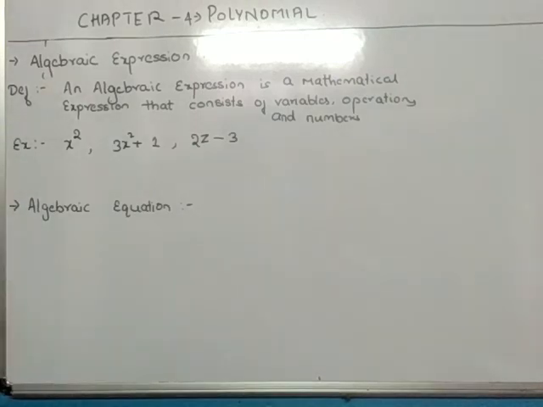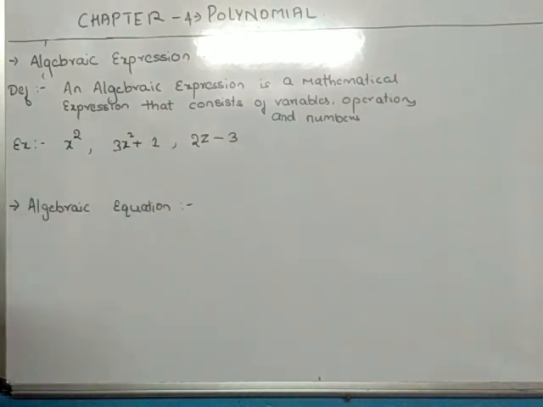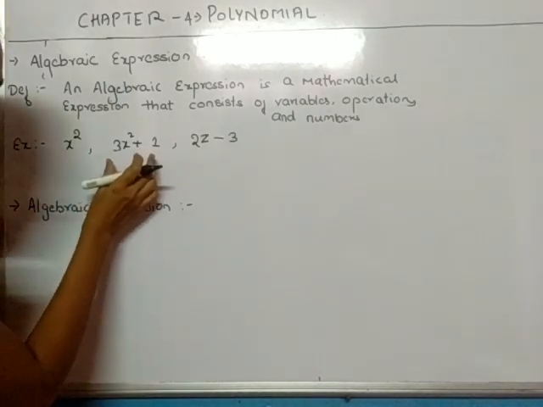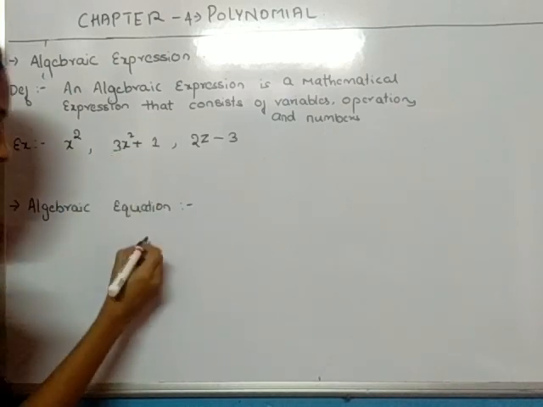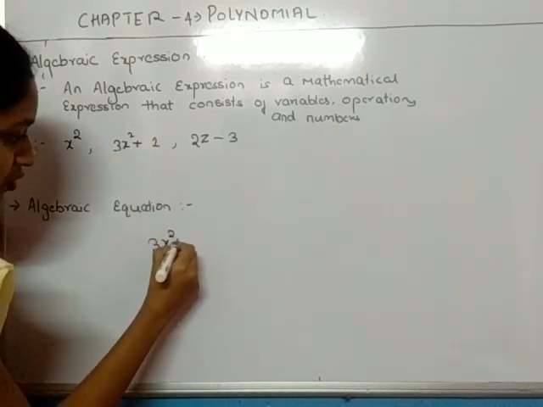Next we will study what is an algebraic equation. Here, an algebraic equation is nothing but equating the given algebraic expression to a 0 or some real number. It is called what? An algebraic equation here. As I told, it is nothing but equating. Here I will take an algebraic expression 3x squared plus 1.